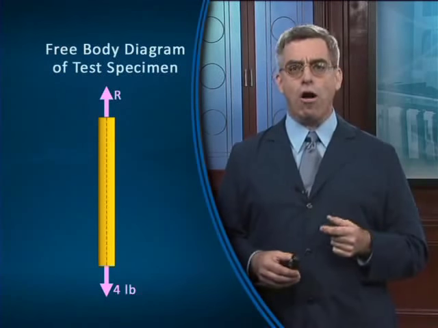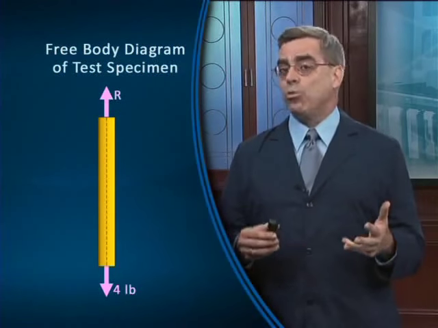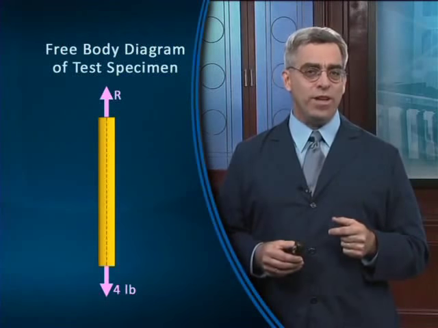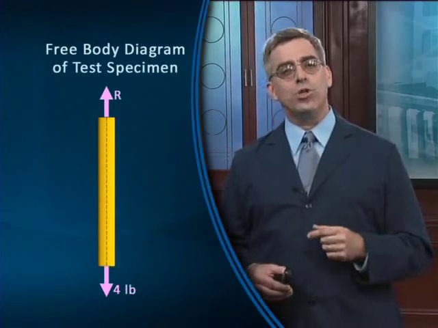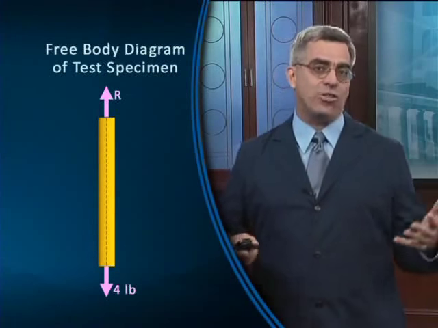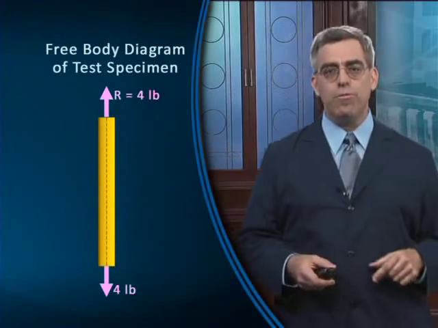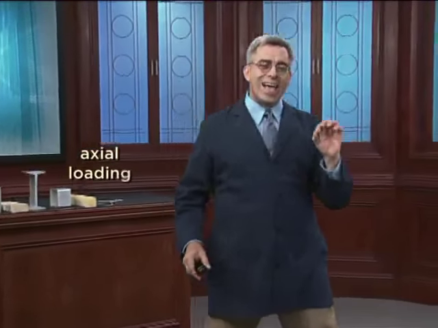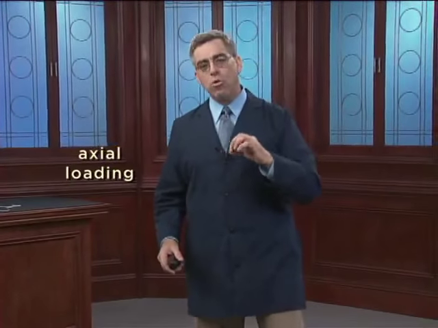We'll label that R. And since the body is in equilibrium, we know that because it's not moving, then all the forces acting on it must be in balance. Clearly then, the magnitude of that reaction has to be 4 pounds. We have 4 pounds up and 4 pounds down. This configuration, by the way, is often called axial loading because both the load and its reaction are aligned with the long, or in this case, the longitudinal axis of the member.